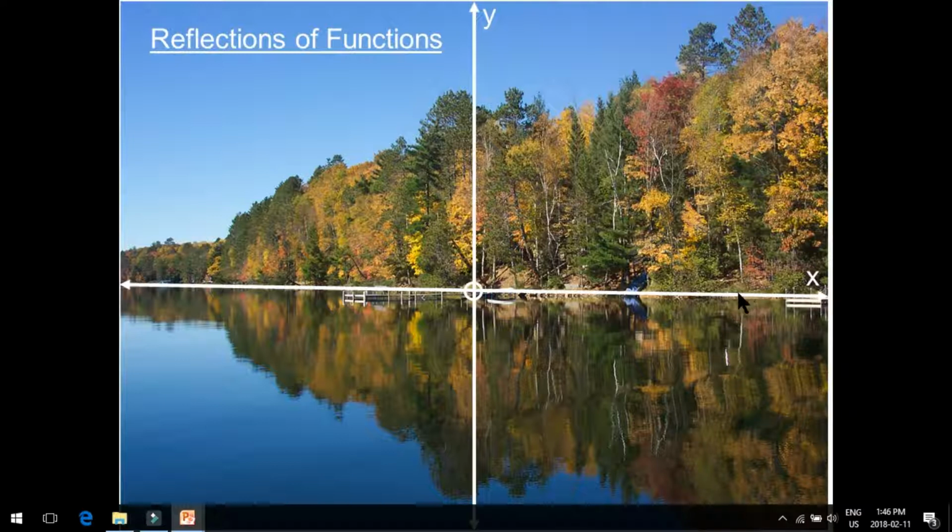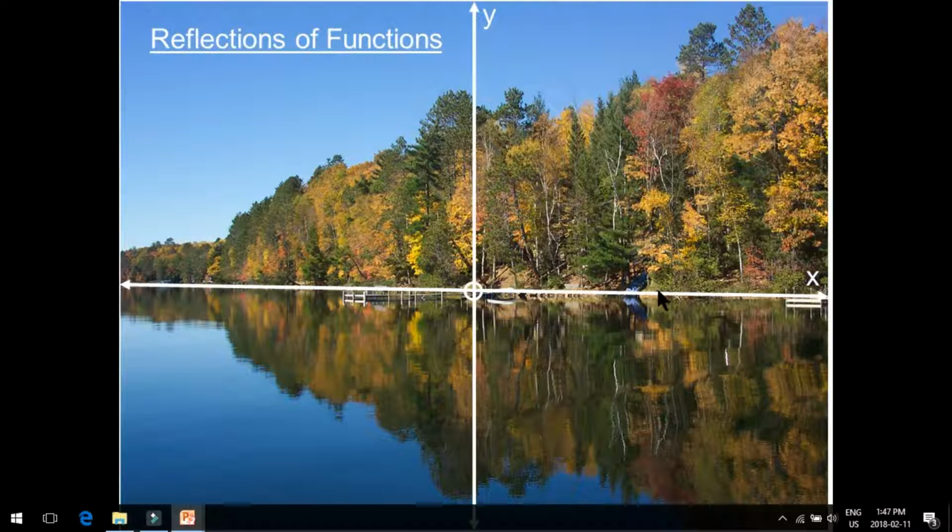For example, if there was a bird 5 meters above the ground in that tree, right there where the pointer is, its reflection would be 5 meters below the shore in the reflection. So when the y value of the bird in the tree was 5, the y value of the reflection is -5. So when y gets replaced with -y, it's a reflection in the x-axis.